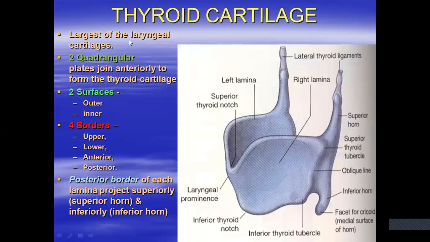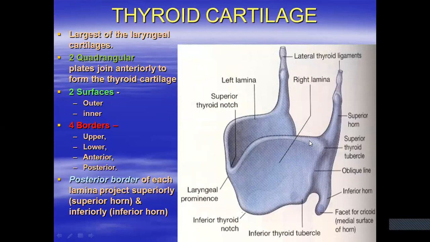Thyroid cartilage is the largest of the laryngeal cartilages. It consists of two quadrangular laminae, the laminae of the thyroid cartilage, and it is made up of hyaline cartilage. Which type of cartilage is present in the thyroid cartilage? That is hyaline cartilage.